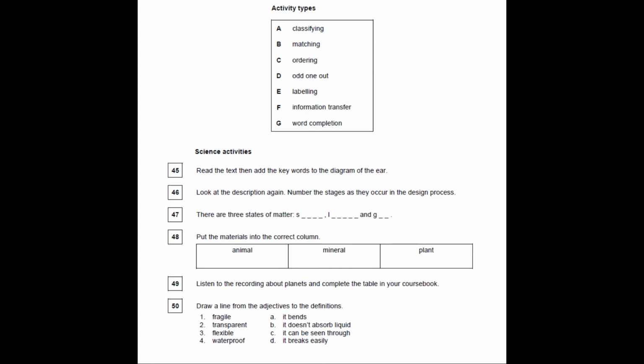This is word completion. 48. Put the materials into the correct column, animal, mineral, and plant. This is classifying. 49. Listen to the recording about planets and complete the table in your course book. This is information transfer. 50. Draw a line from the adjectives to the definitions. This is matching. Now, let's take a look at the answers.